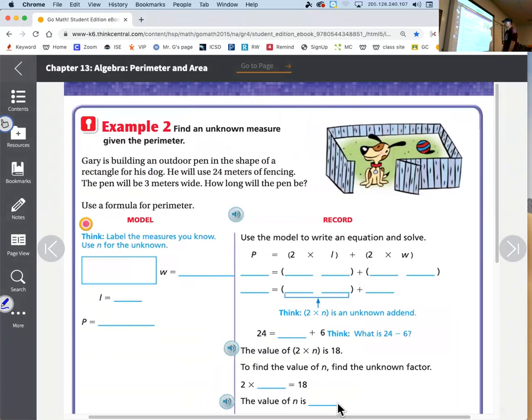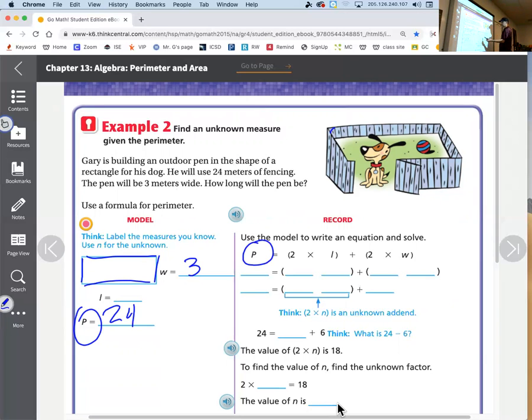So here's this fence. This doggy has this pen right here. He will use 24 meters of fencing. Well, we know that the whole side is 24. 1, 2, 3, and 4 equals 24. We know that. And then the pen will be 3 meters wide. So we know that the pen is going to be 3 meters wide. Well, do we know area or perimeter? We know perimeter. So we're going to use the formula for perimeter.